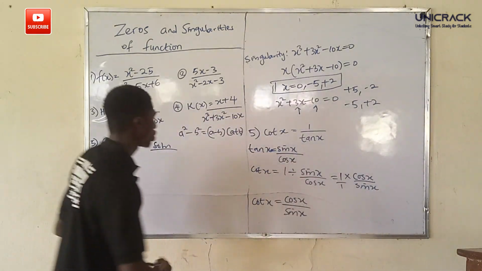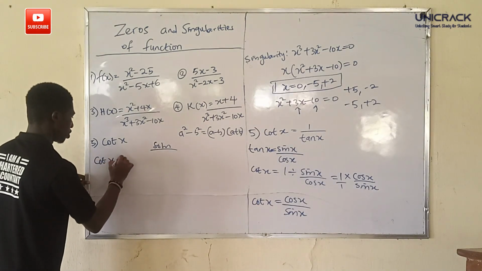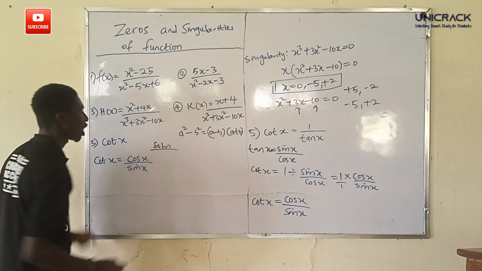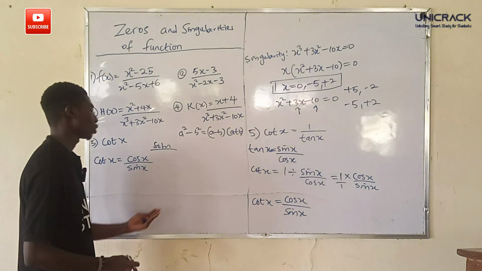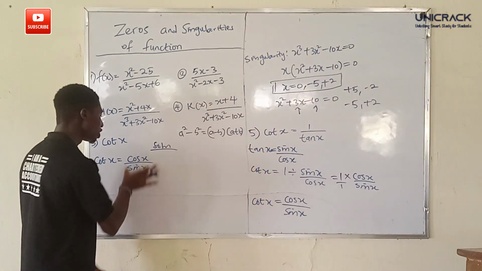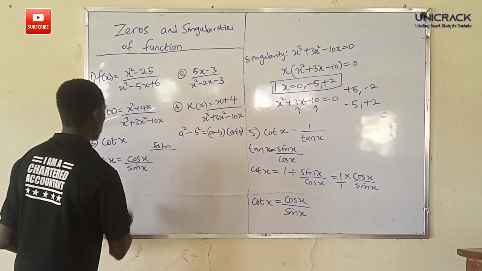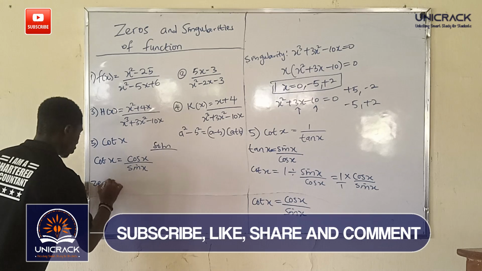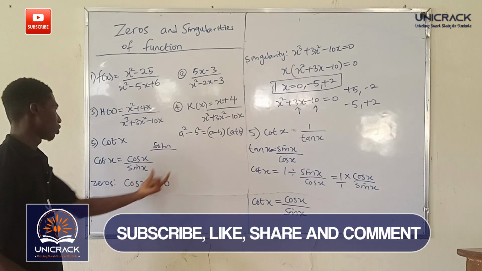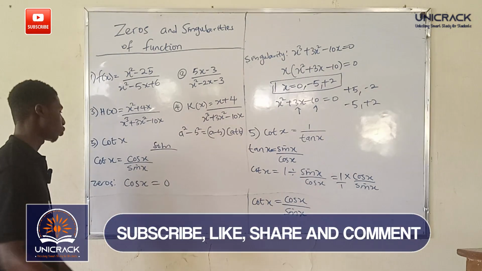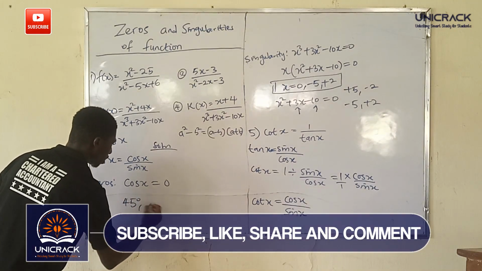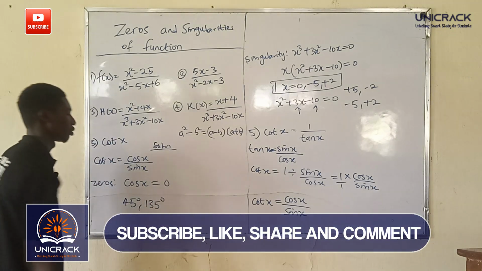Now since your cot x is equal to cos of x over sine of x, we have to find the zero of the function and also the singularity of the function. The zero of this function is the value of x that makes the numerator equal to 0. So we have cos of x equal to 0. We have already done this. You check from the previous example we did, we found the zero of this function. The answers were 45 degrees and 135 degrees.